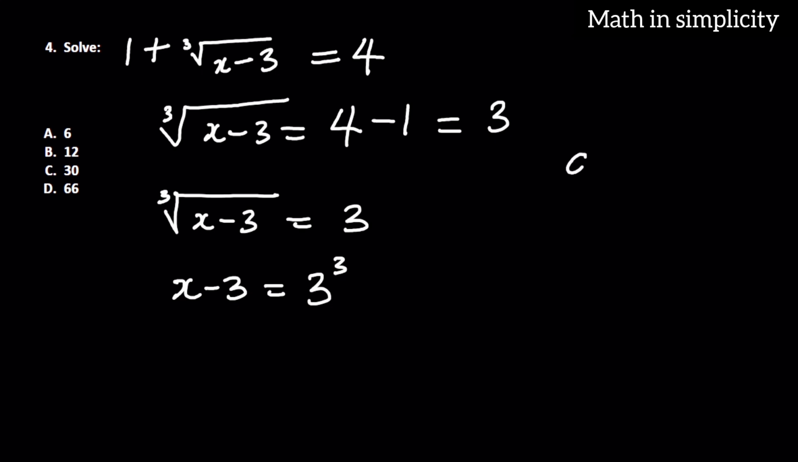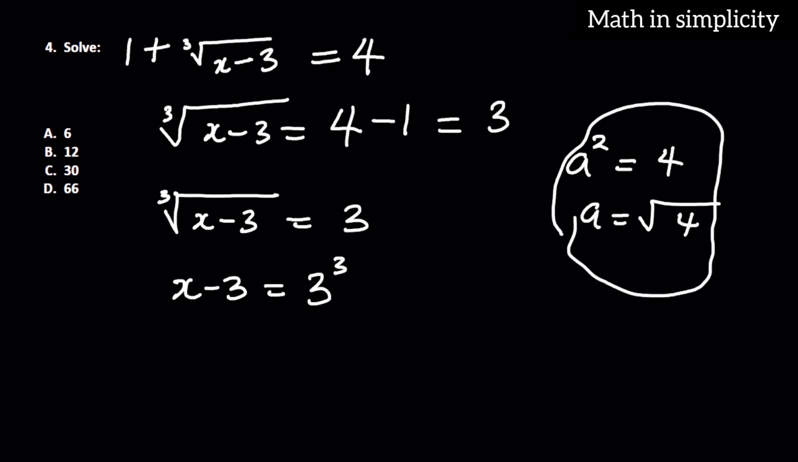If you have a raised to the power 2 equal to, say, 4, then a without the squared will now become the square root of 4. The same thing applies for cube root, fourth root, fifth root; it's still the same law. So have this at the back of your mind.